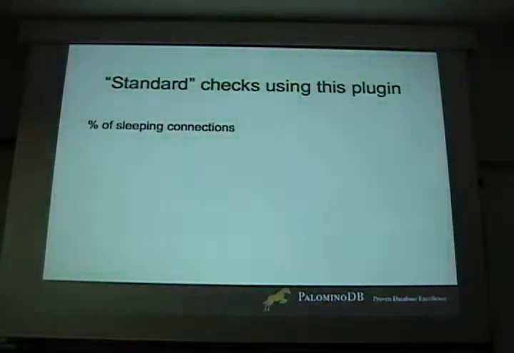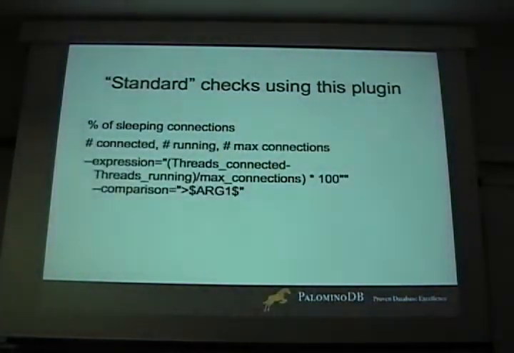There's also percentage of sleeping connections. When you have percentage of sleeping connections, there's no sleeping connections variable in MySQL. You have the number of connections that are connected, the number that are running, and then the number of max connections. So this is a kind of complicated expression, but this is the kind of stuff I wanted to do, right? So I take the number of threads connected minus the number of threads running. That gets me the number of sleeping, divided by max connections times 100. So I want to know how many of my total possible connections are already connected and sleeping.